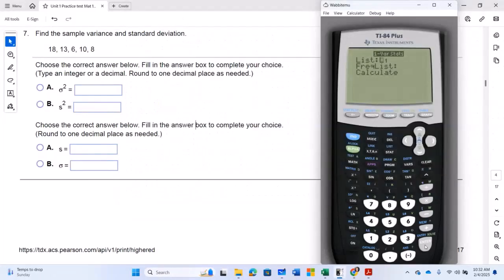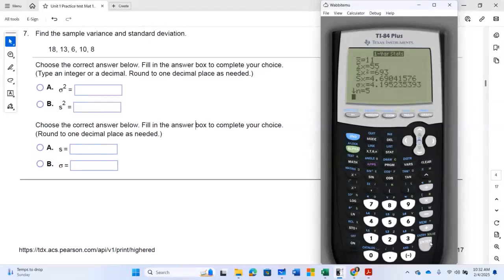I put the data in L1, and it's asking me about frequency. I don't have frequency because it's not group data. After this, we shall do the one that has frequency. Okay, and then I go to calculate.